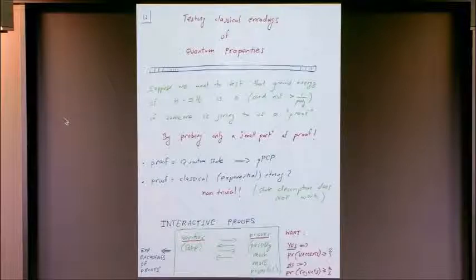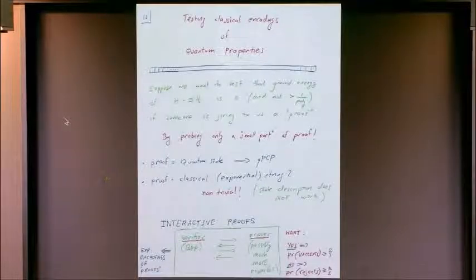So let me explain. What does it mean to encode quantum properties? So suppose here's an example. Suppose we want to test that the ground energy of a given Hamiltonian is 0 and not, say, larger than 1/poly. If someone is giving to us some kind of a proof, but it's a classical proof. Okay? And we want to do this by probing only a small part of the proof. So that would be an instance of classical encoding. You get local probing, and you want to infer something which is a quantum property.